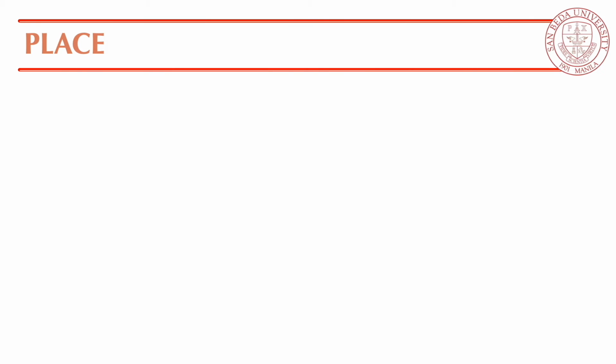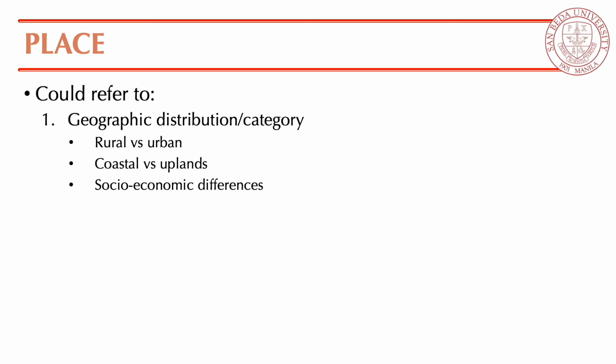Now, besides describing characteristics in terms of person, descriptive epidemiology also observes for patterns with respect to place. Patterns in disease behavior may vary according to geographic distributions, for example, rural versus urban, and coastal versus upland. Similarly, there may also be certain localities where one would observe more of one particular socioeconomic category.